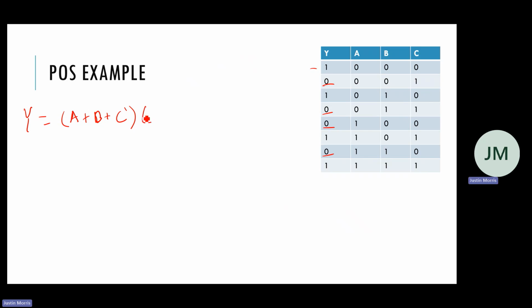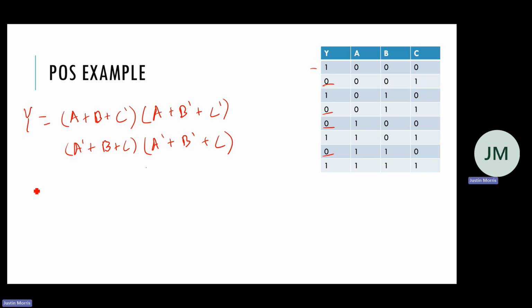If there's no symbol here, it's implied as the AND gate. So the next one, we have A or B naught or C naught. And the next one, we have A naught or B or C. And our final one, A naught or B naught or C. We see this?